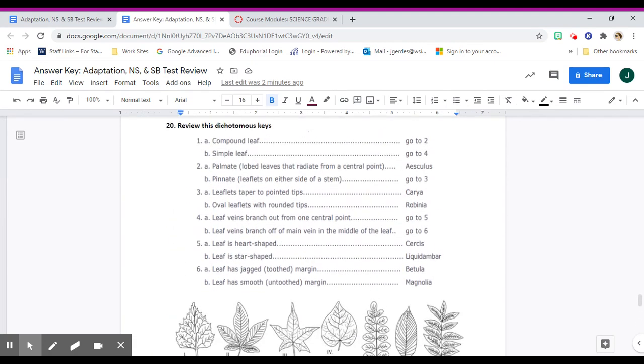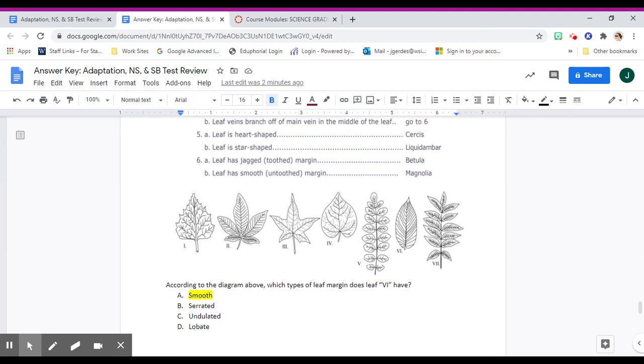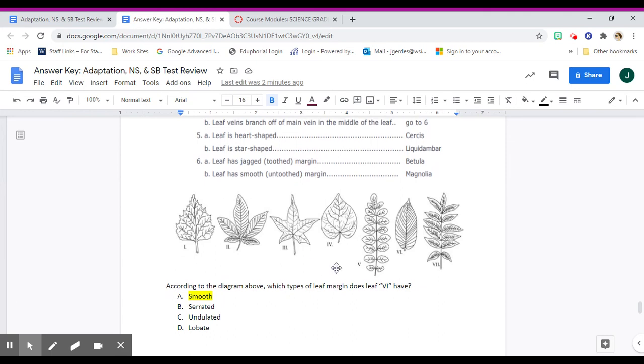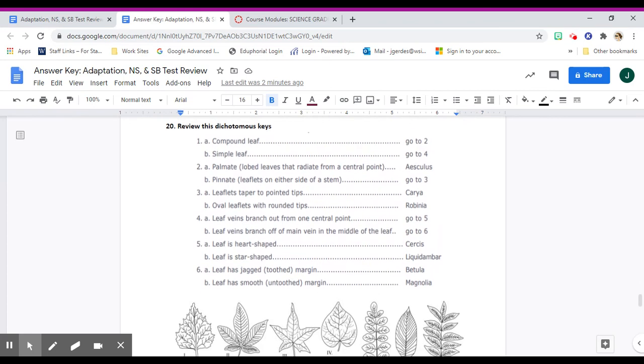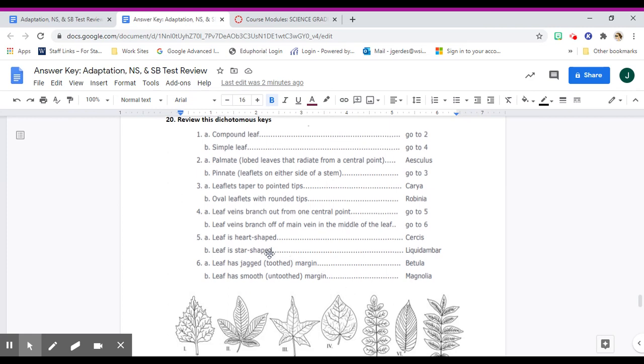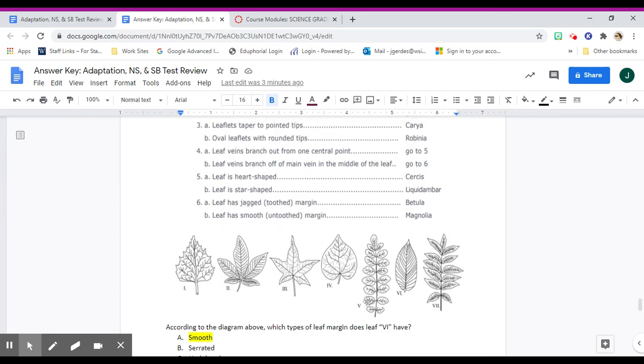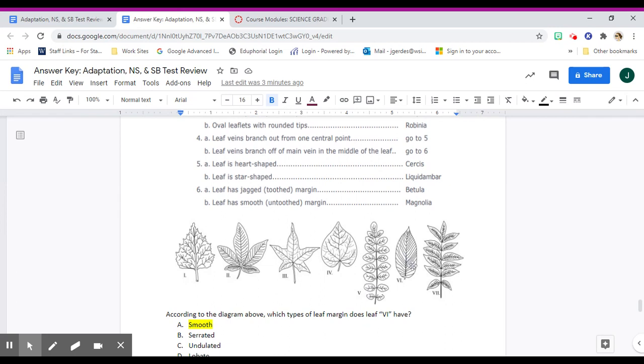Okay, 20. You were supposed to review the dichotomous key, and it says, according to the diagram above, which type of leaf margin does this one have? So we're looking for a leaf margin. So I looked at the leaf. This is my steps. And I looked up where I saw margin, right? And you don't see leaf margin anywhere else but in 6A and 6B. And it said tooth or untooth. And then it also said with tooth, it said jagged, untooth, it said smooth. And that definitely explained this leaf right here.